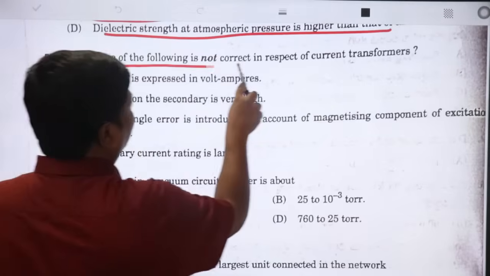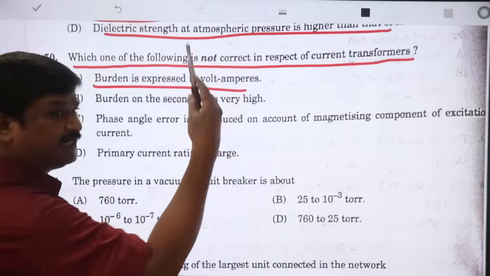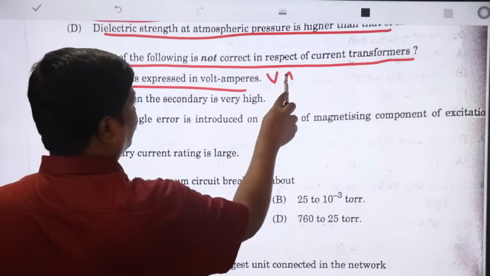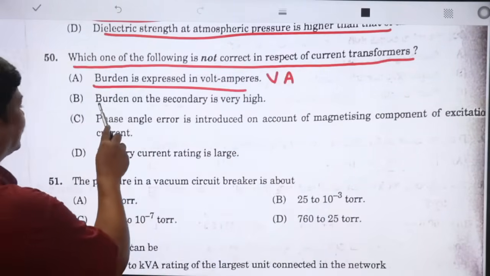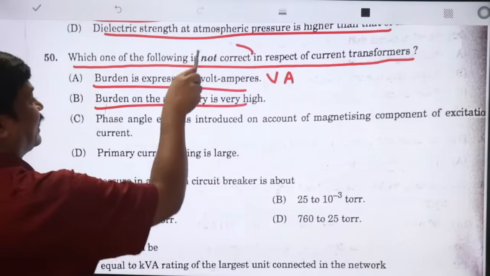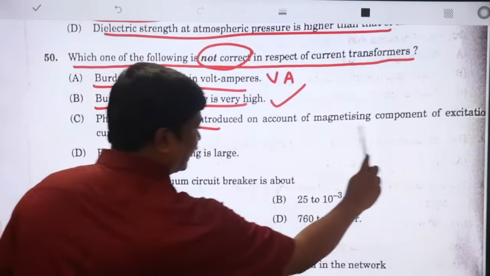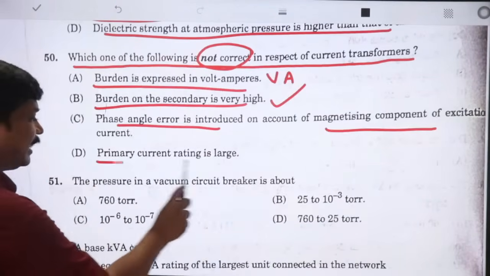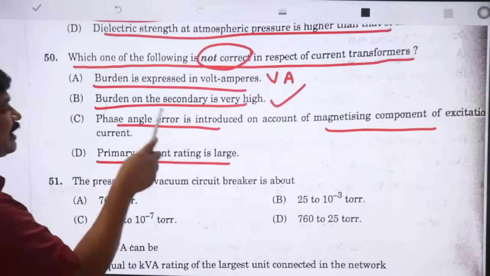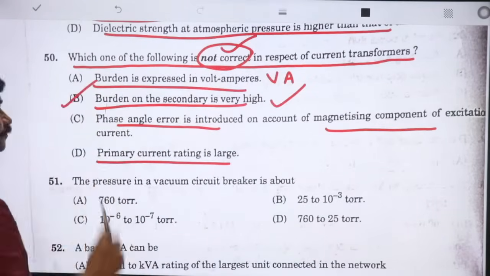Which one of the following is not correct with respect to the current transformer? Burden of the CT is expressed in volt amperes only. Burden on the secondary is very high, which is the wrong answer, so it should be the not correct one. Phase angle error is due to magnetizing components. Primary current is also higher. All these three are right. This is the only false statement. Hence, correct answer is B.